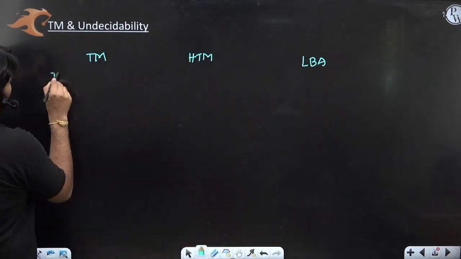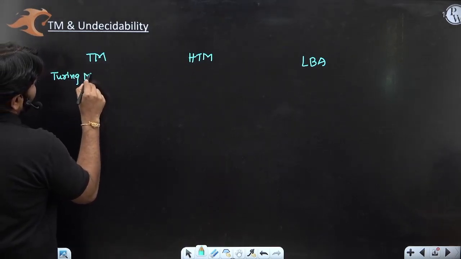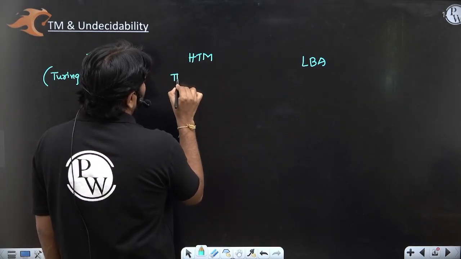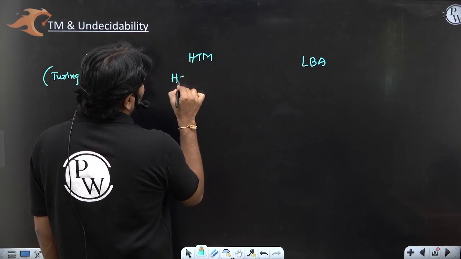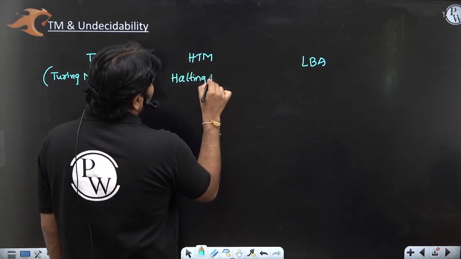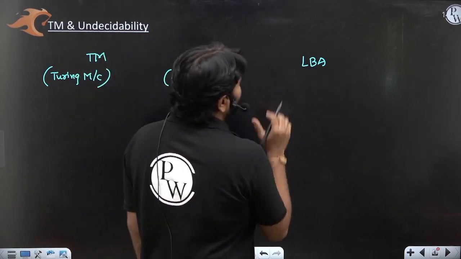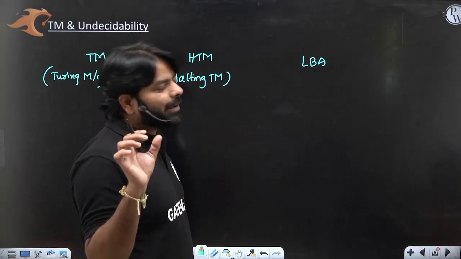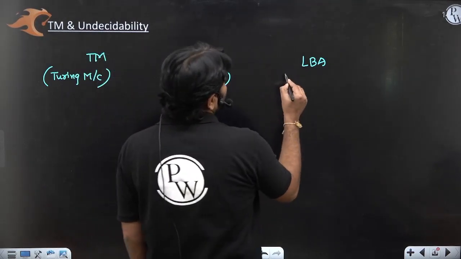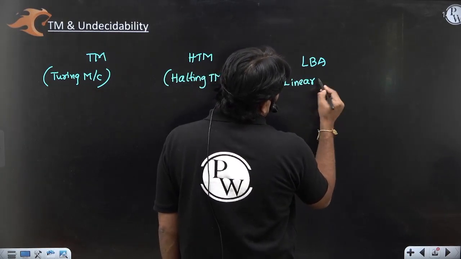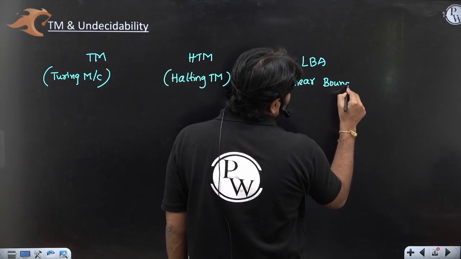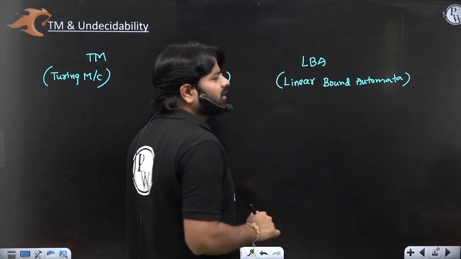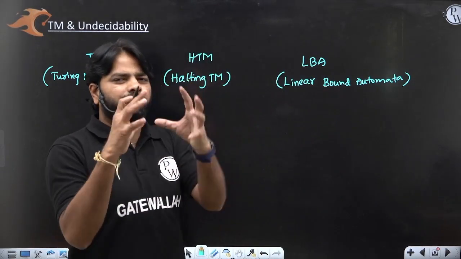This one is a Turing machine. When you restrict this machine, you will get the Turing machine that always halts, HTM. Halting Turing machine means it is a TM that always halts. And LBA is also a Turing machine, and it is an HTM, but the tape length is linearly bounded. So this is a linear bound automata. It is an HTM, no doubt, it is a Turing machine, and that always halts, but the tape is linearly bounded.